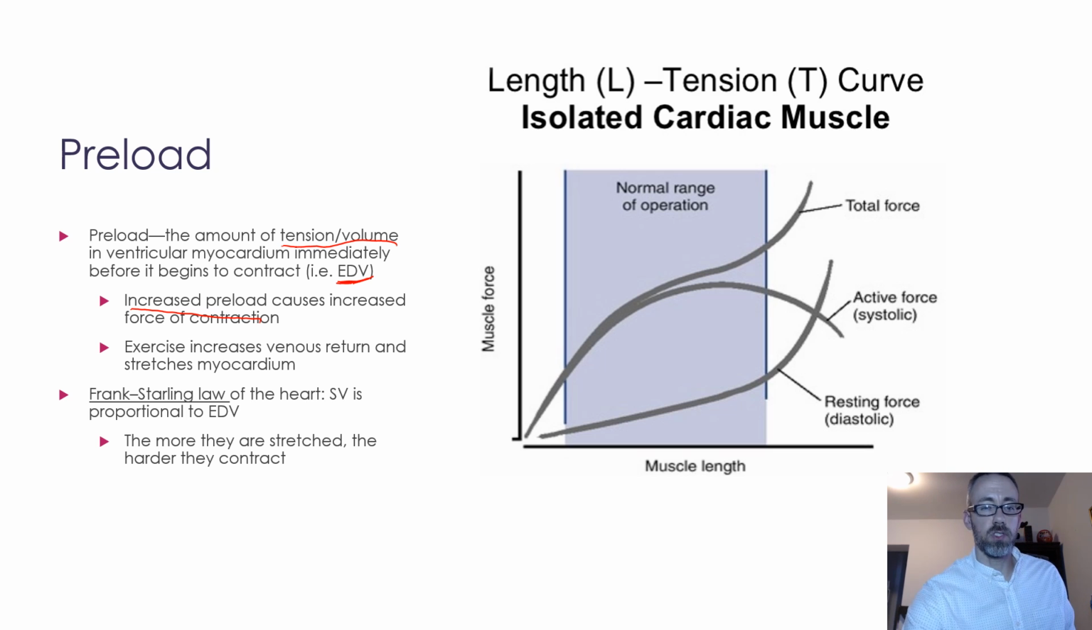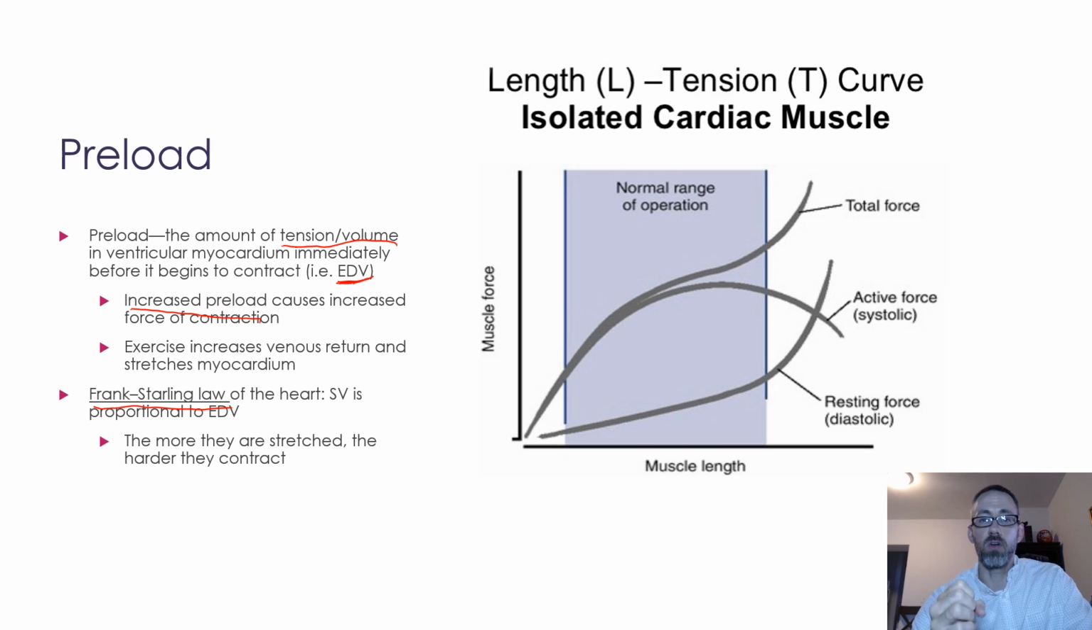This is actually referred to as the Frank-Starling law of the heart. This just means that the stroke volume is proportional to the end diastolic volume. In other words, if the end diastolic volume increases, the stroke volume increases. If the end diastolic volume decreases, the stroke volume decreases. Now this has to do with the intrinsic muscle fibers of the heart and how they behave.